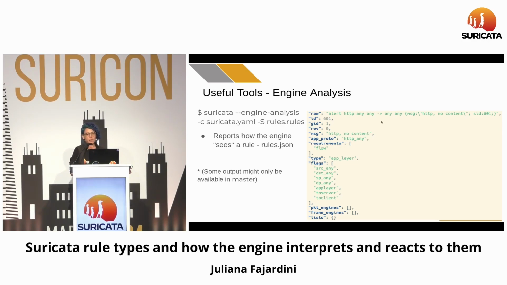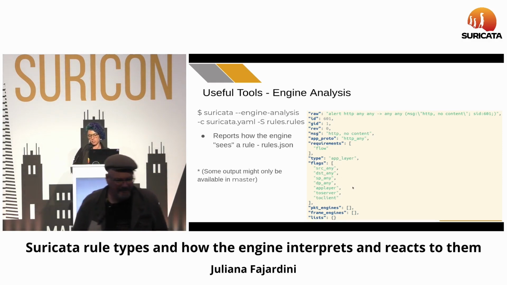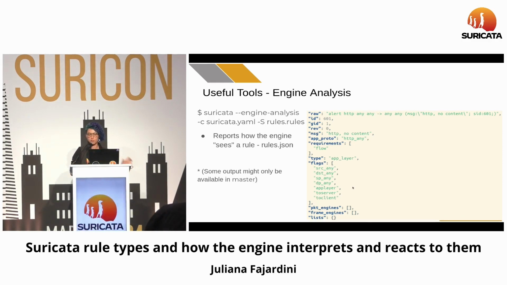One example here, we have a simple alert HTTP rule without content. Suricata will tell us the protocol that it sees, what the requirements are, what the type is, and the flags that it has for this rule. Be aware that some output may be available for master, but probably not for older versions. So this may be an issue, depending on which version you are running.